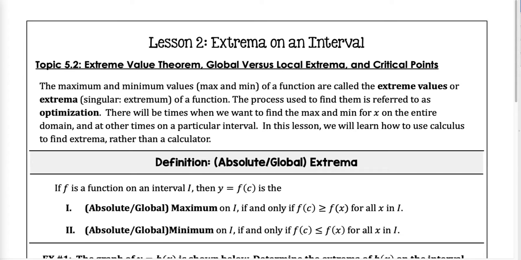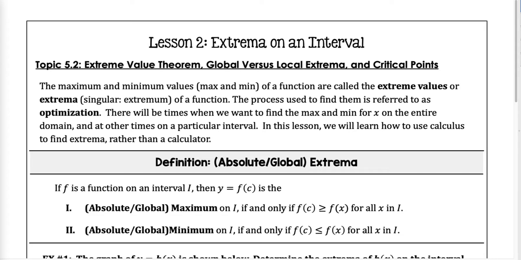Yeah, extrema on an interval. So this won't be too bad. My guess is you kind of already have an idea of what they are. Plus, we've already talked about them this year, so it should go pretty straightforward. Having said that, it's a lot of information, and so I'm not necessarily going to try to cram it all in today.